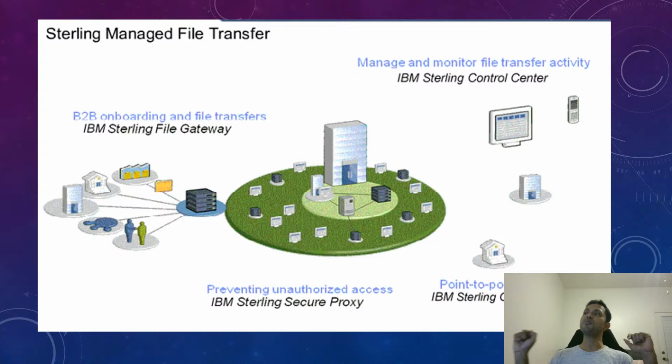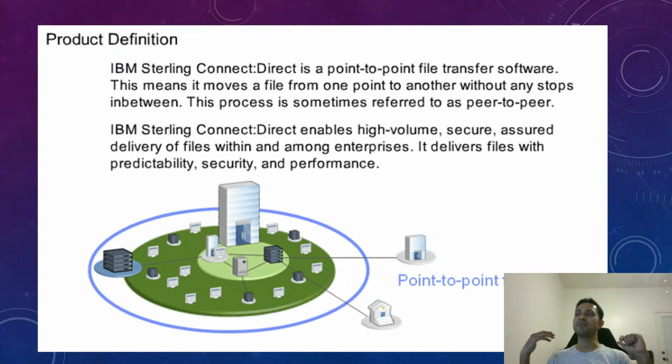It's a point-to-point file transfer, right? Now, I'm going to expand on that. What does it mean by point-to-point file transfer? When we talk about point-to-point file transfer, it means that you're moving your file from one point to another without any stops in the middle. That means there is no hop, and so that's called peer-to-peer, right? This is also sometimes called peer-to-peer.